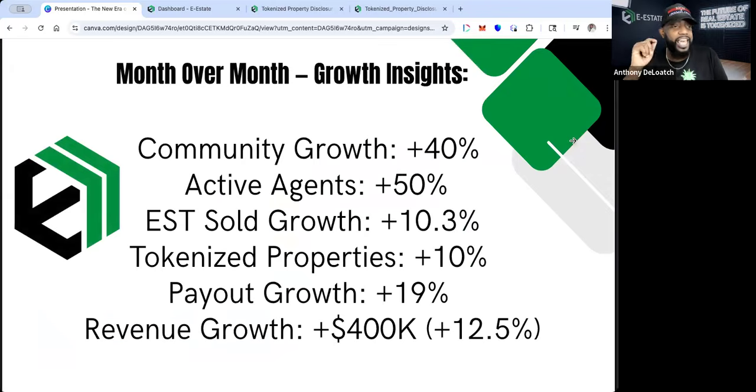If you want to check the health and the pulse of our company, let me share with you the month over month growth. Our community grew 40% month over month. Our active agents grew by 50%. Our EST sold grew by 10.3%. Our tokenized properties grew by 10%. Our payout grew by 19%. And our revenue grew by $400,000, or 12.5% month over month. So here's our company, very healthy.